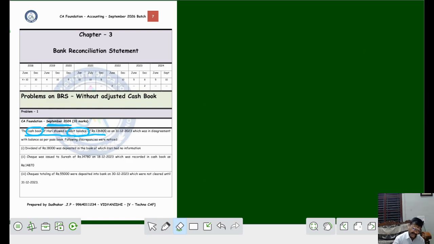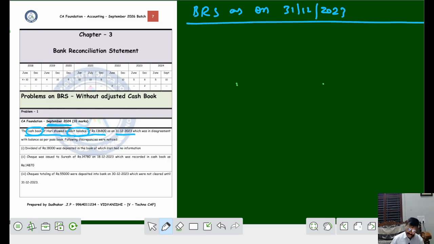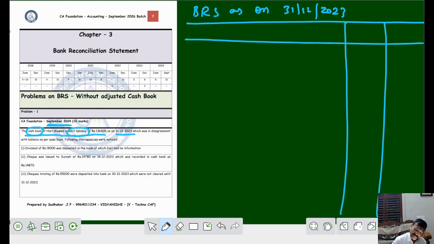You need to write the heading: Bank Reconciliation Statement as on 31st December 2023. Now let us have the format. I already told you I prefer to follow the debit and credit method. Here we have to write debit and credit.